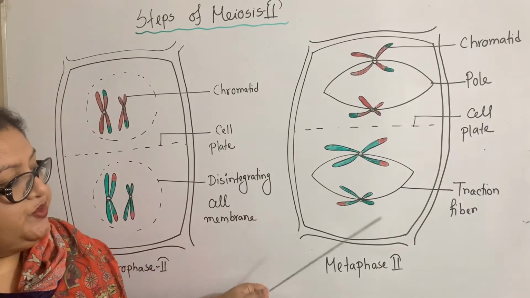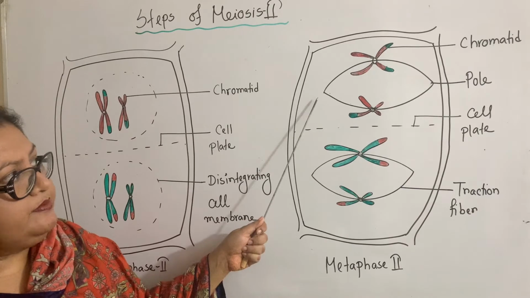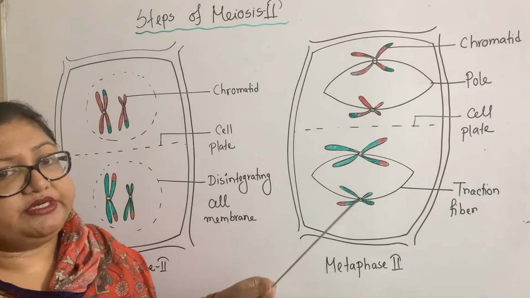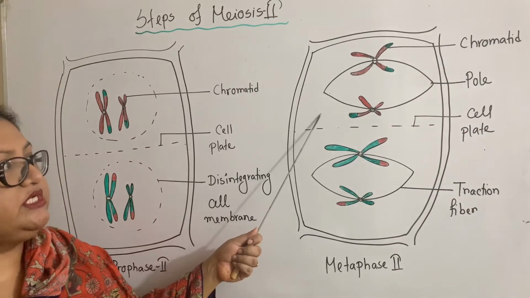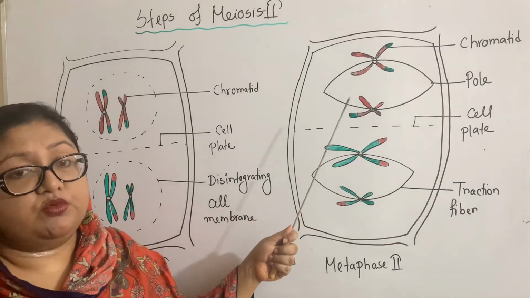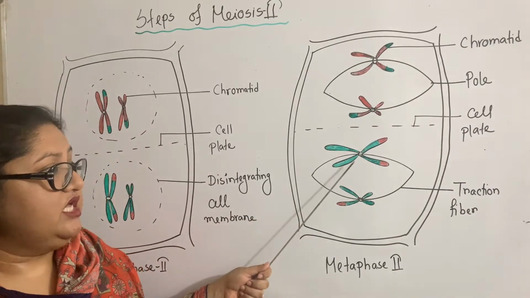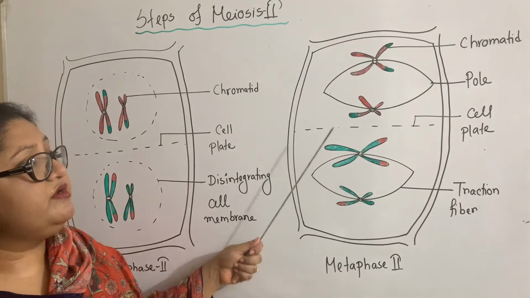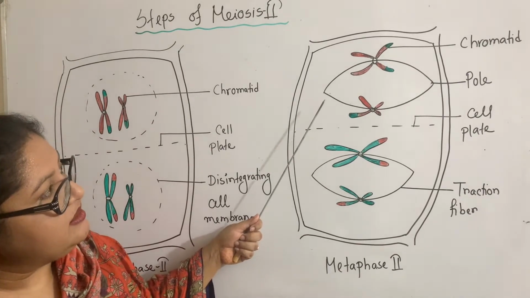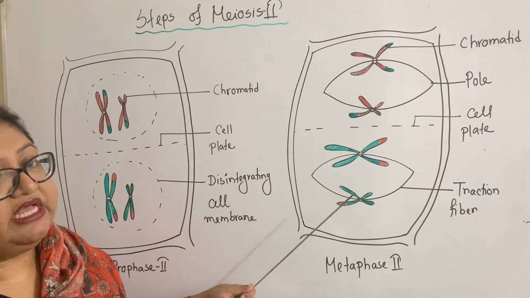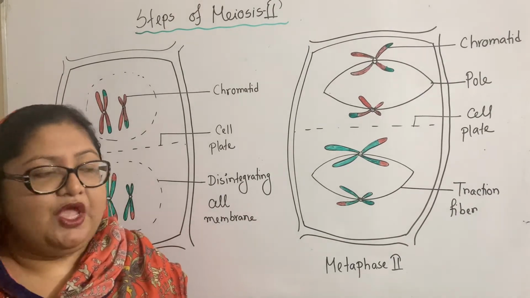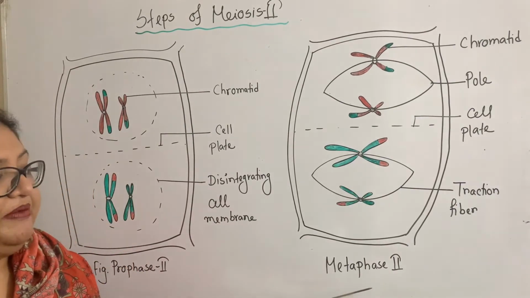So during the metaphase stage, the spindle apparatus with two opposite poles is produced. The centromeres of the chromosomes remain attached with the spindle apparatus or traction fibers, and the chromosomes or chromatids remain at the equatorial plane. So these are all about the metaphase.